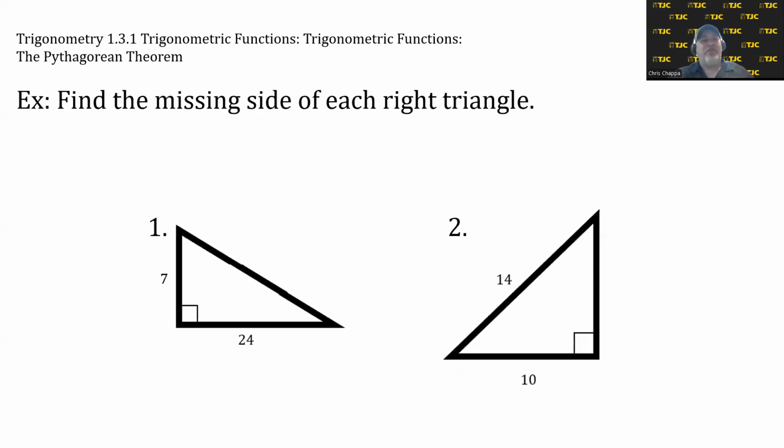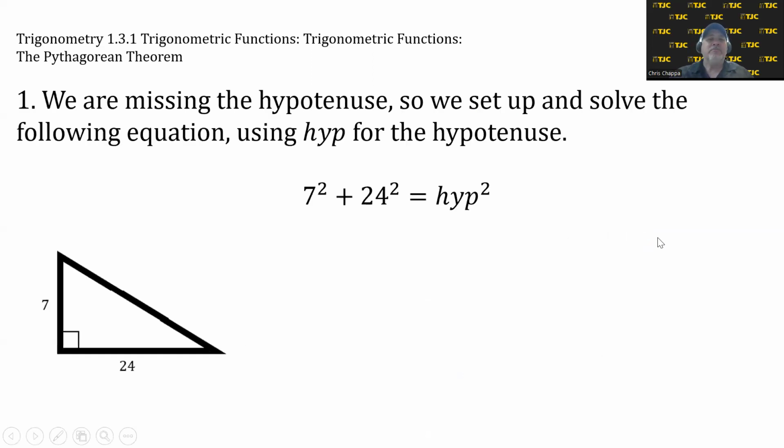All right, let's try a couple of examples. On number 1, we're given legs of 7 and 24 and asked to find the hypotenuse. And number 2, we're given a hypotenuse of 14 and a leg of 10, and we need to find the other leg. For the first one, we are missing the hypotenuse, so we'll set up and solve the following equation, which is the Pythagorean theorem, using HYP for hypotenuse. 7 squared plus 24 squared equals hypotenuse squared.